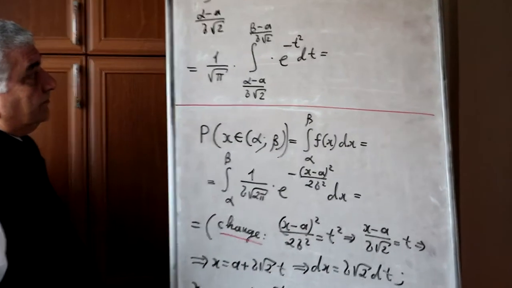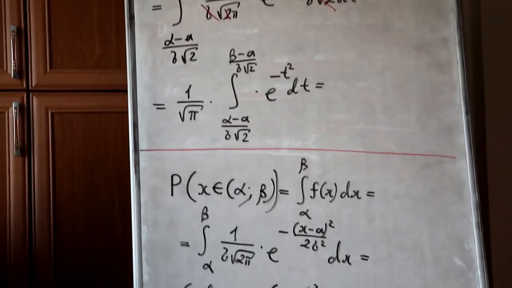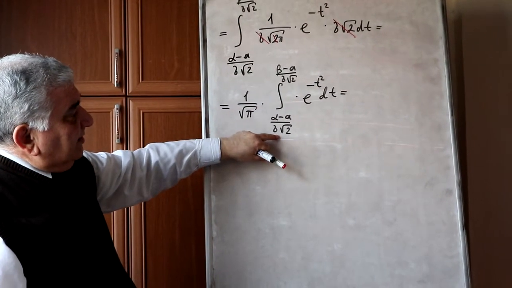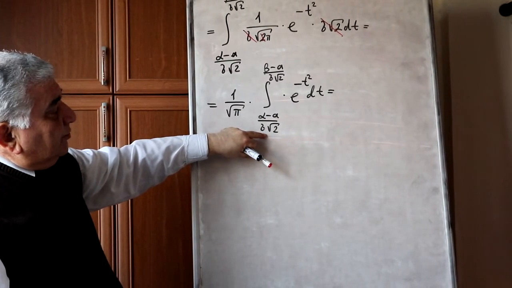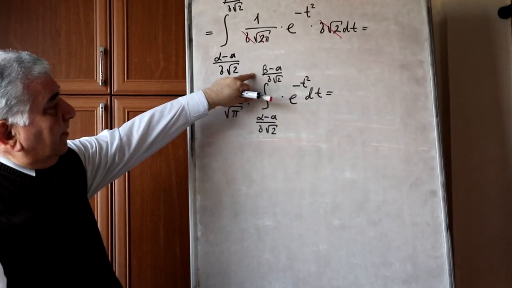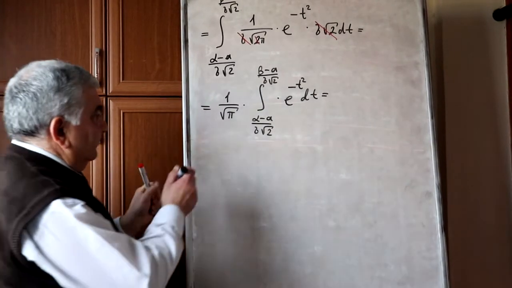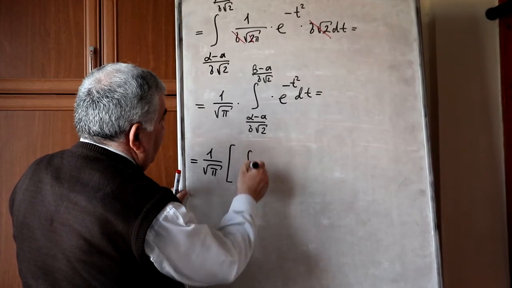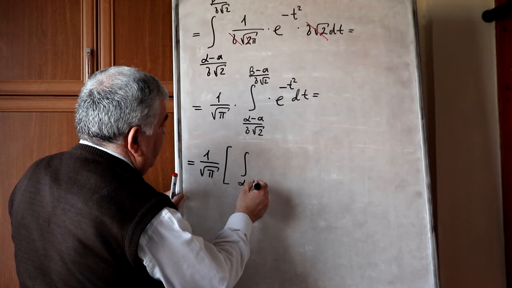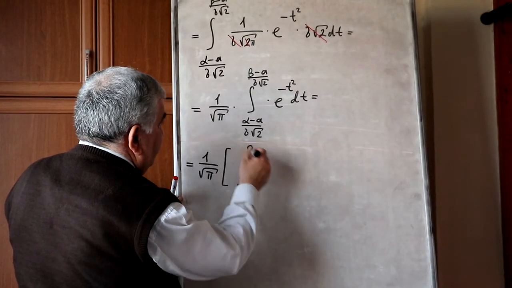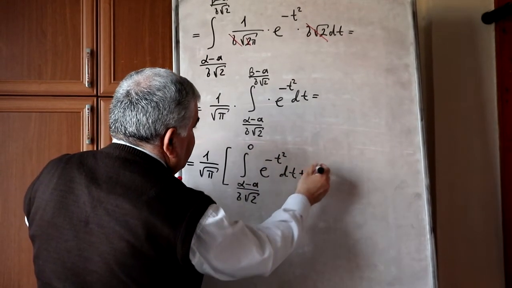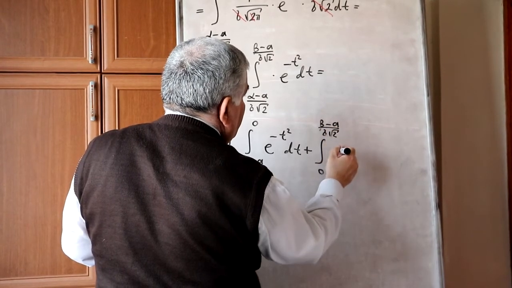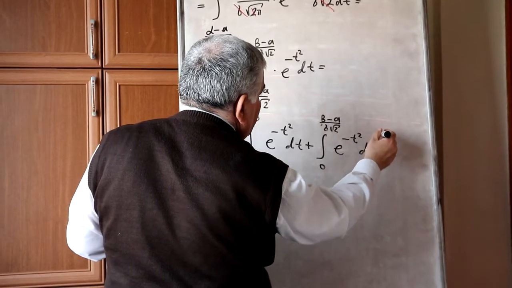Then continue. Then separate the last integral into the integral from alpha minus a over sigma square root of 2 to 0, plus the integral from 0 to beta minus a over sigma square root of 2. 1 over square root of pi, the integral from alpha minus a over sigma square root of 2 to 0 of e to minus t squared dt, plus the integral from 0 to beta minus a over sigma square root of 2 of e to minus t squared dt equals.